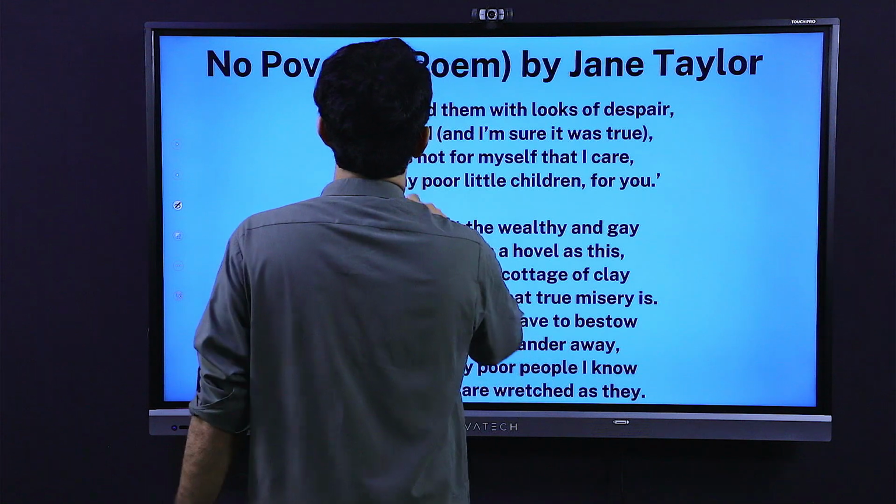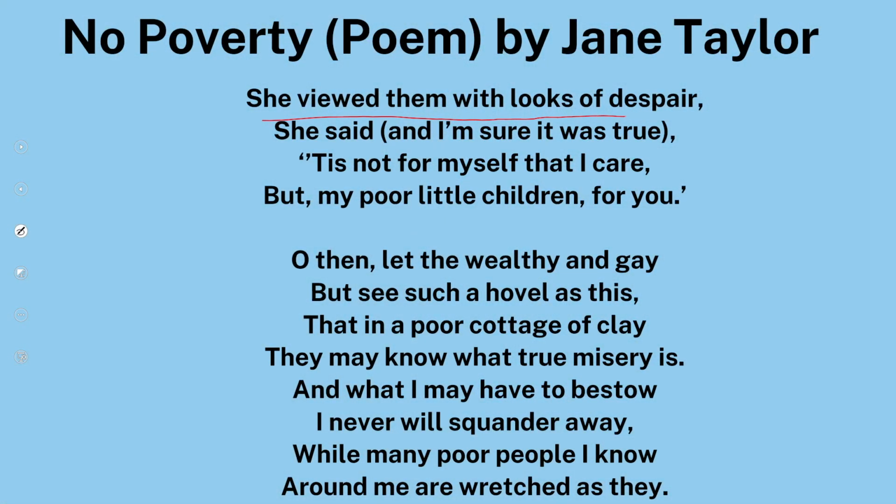Moving on, she viewed them with looks of despair. She said, and I'm sure it was true, "'Tis not for myself that I care, but my poor little children for you." Now, we ended with F. Now let's begin with G, despair and care. True and you. Let's call it H.